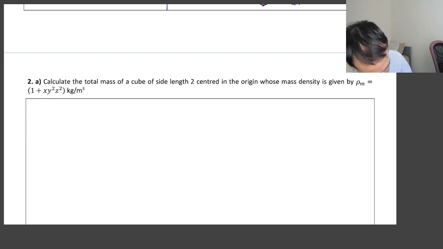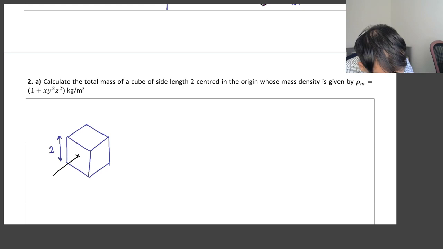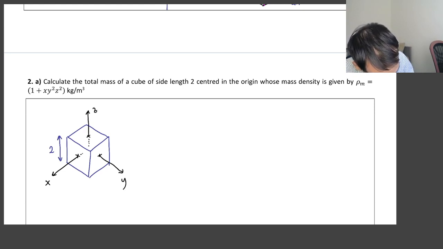So this is a cube of side length 2, which means that, for example, this is 2. Yeah, so it's 2 by 2 by 2. And it's centered in the origin, which means that the center of this cube is at the origin. So if we add now the axes here, the axes would be entering the cube here in the middle of these faces. So this would be x, y, and z. Yeah, and they would join at the center of the cube.